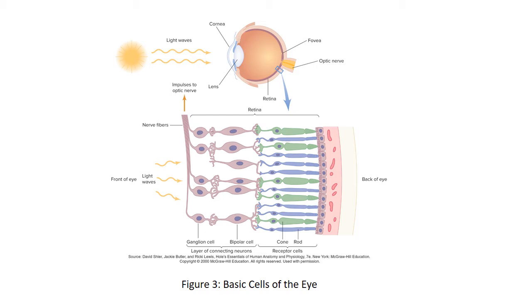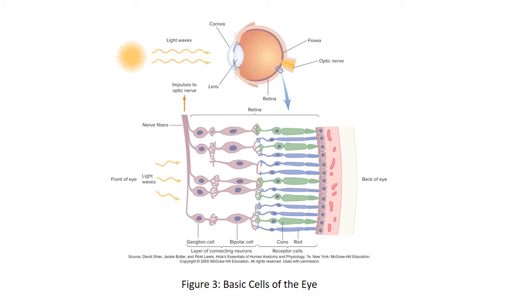Here is another image of light waves coming into the eye. And here is a close-up of the basic cells of the eye. Here you'll see an image where the light waves are coming in. Those light waves are going to go back and stimulate those rods and cones. The cones are the green ones and the rods are the blue ones.